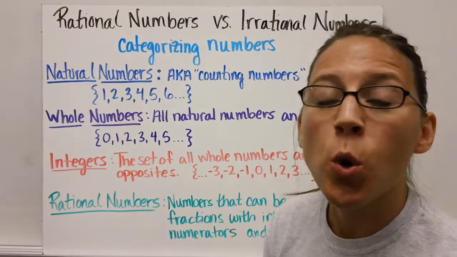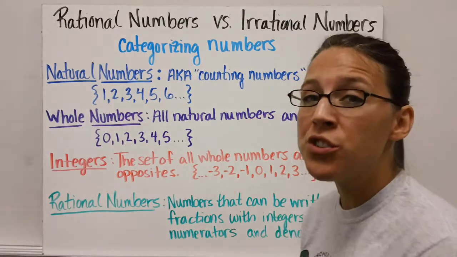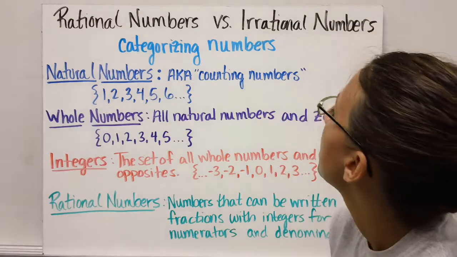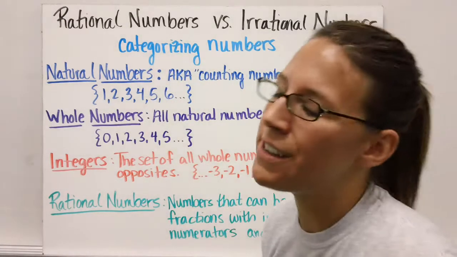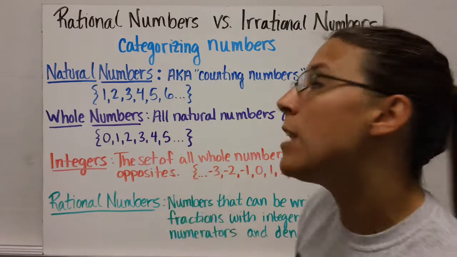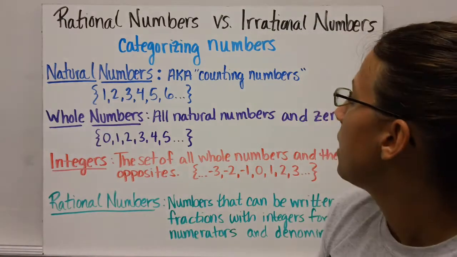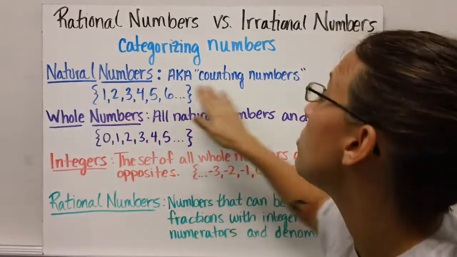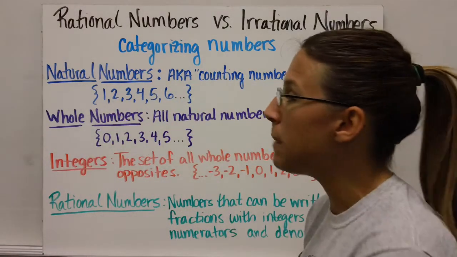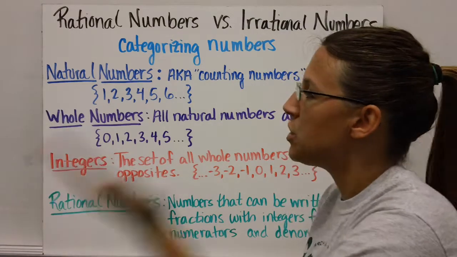This is going to be just a quick lesson on rational and irrational numbers. We're going to begin by categorizing numbers into just their different names. We begin with natural numbers. A lot of you may be familiar with natural numbers as counting numbers. These are the numbers beginning with 1, and they just count up.